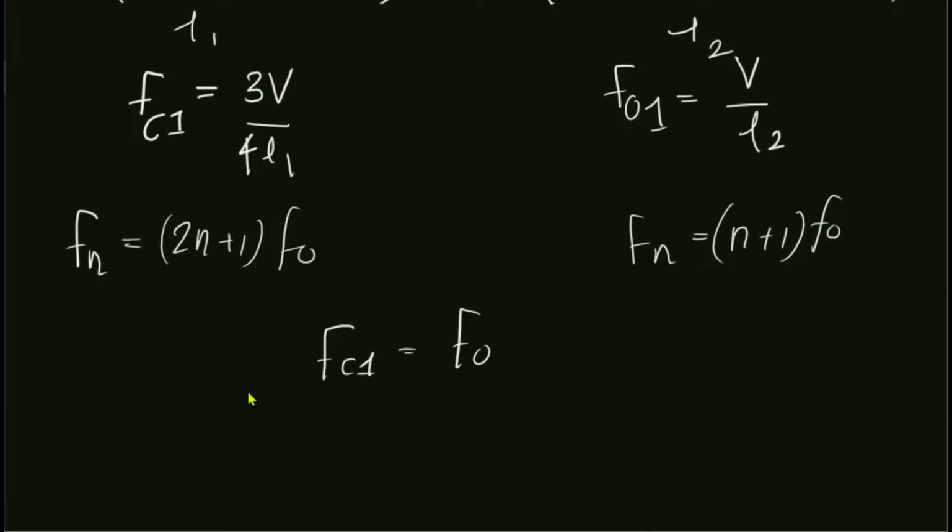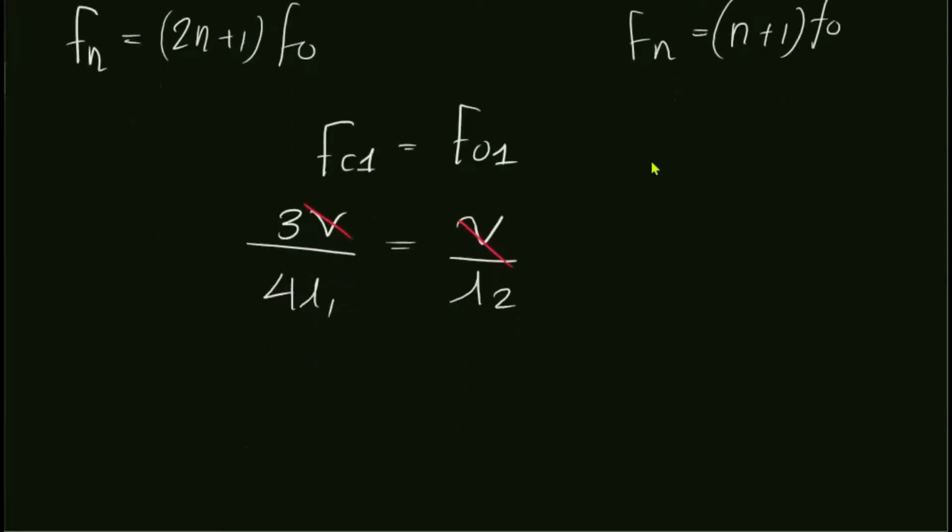They have given that both these frequencies are the same. If that is the case, 3v over 4L1 equals v over L2. The velocity of sound in air is always the same, it doesn't change. Which means L2 is equal to 4L1 over 3.